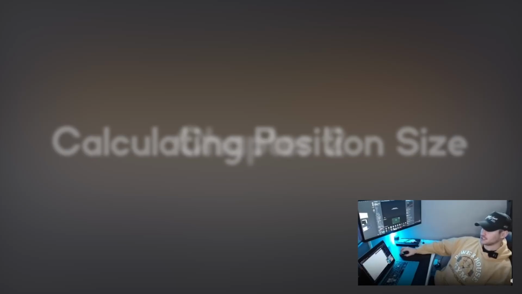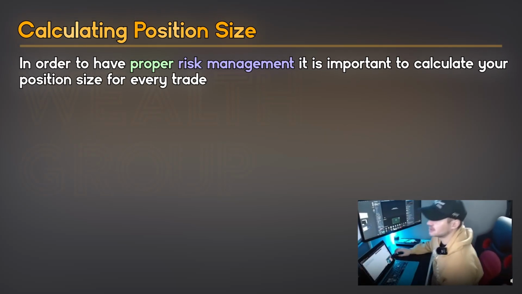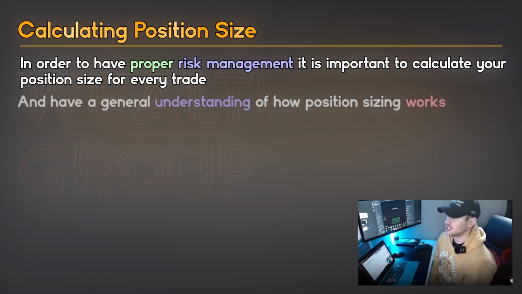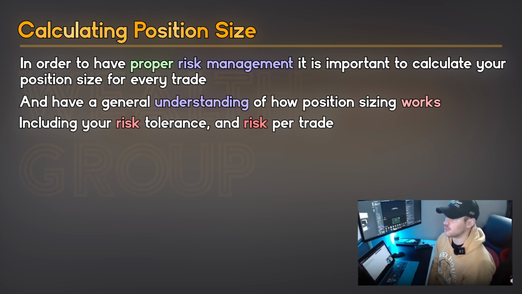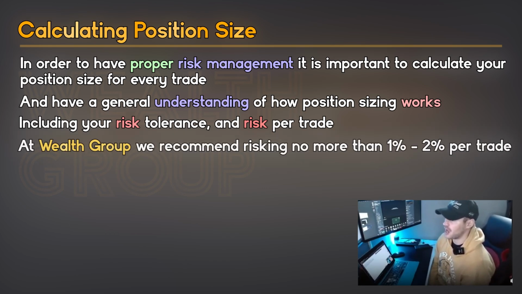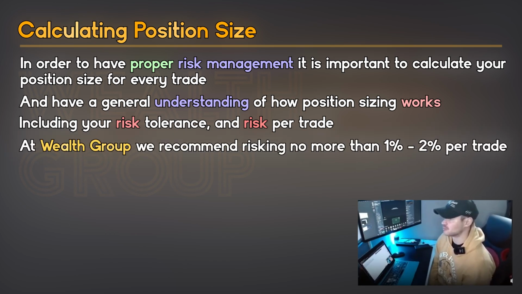Let's get into calculating position sizing. In order to have proper risk management, it is of the utmost importance to calculate position sizing and have a general basis of how much percentage of risk you're going to be using towards your total portfolio per trade. At Wealth Group, we recommend 1 to 2% per trade as a new trader.